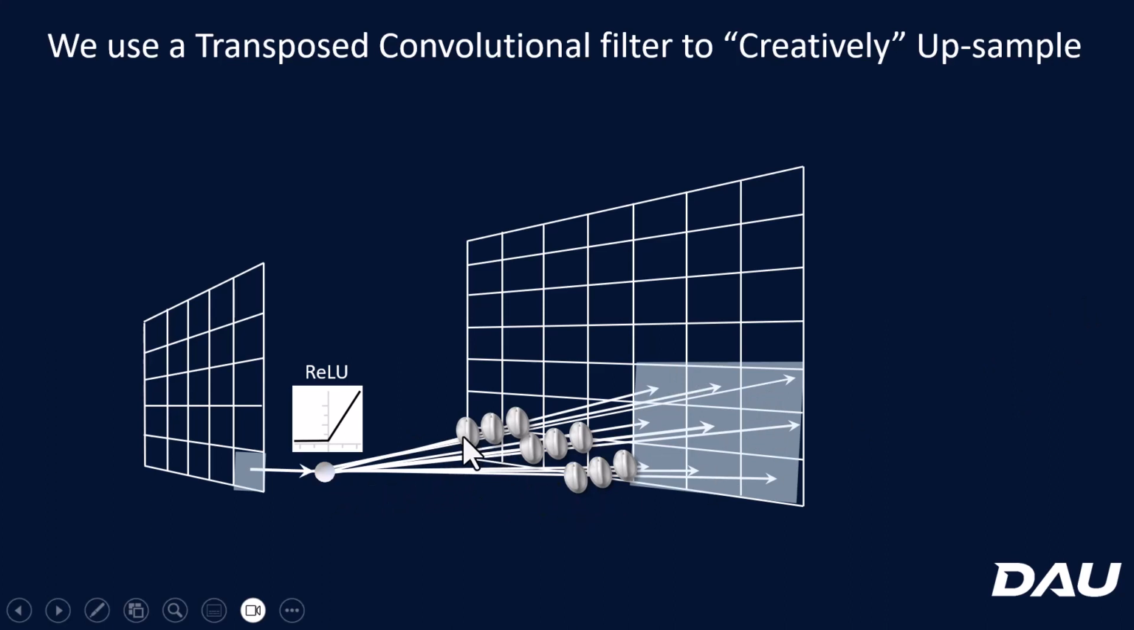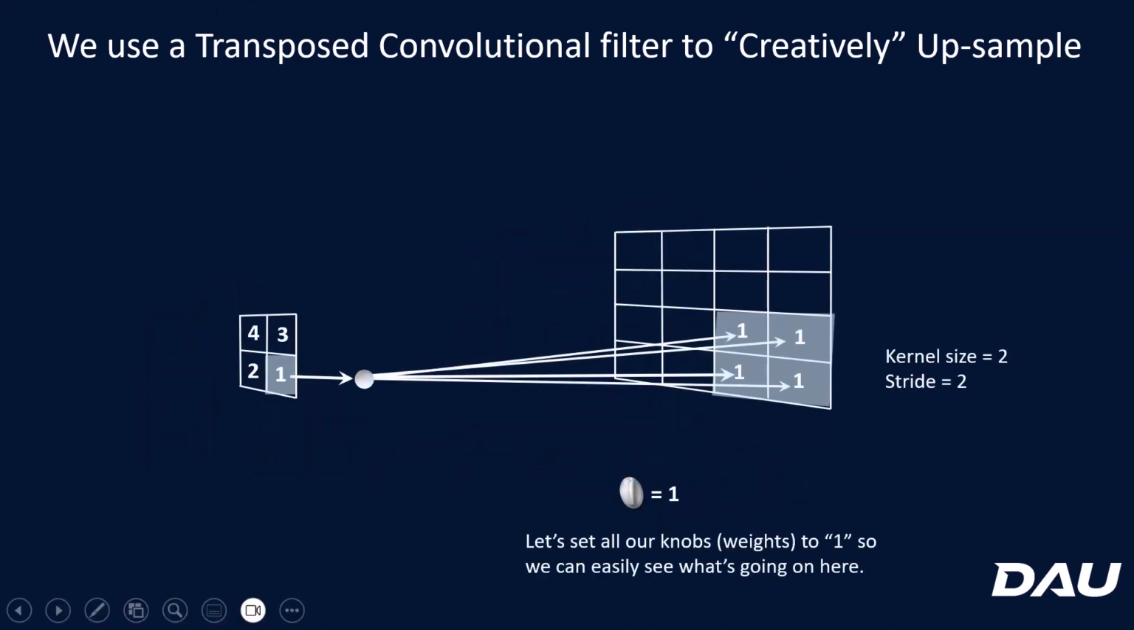And each one of these outputs has a parameter associated with it, and that output from that neuron gets multiplied by the parameter, and its corresponding output gets placed in the resulting feature map as it's upscaled. Okay, let's walk through a little example of this.